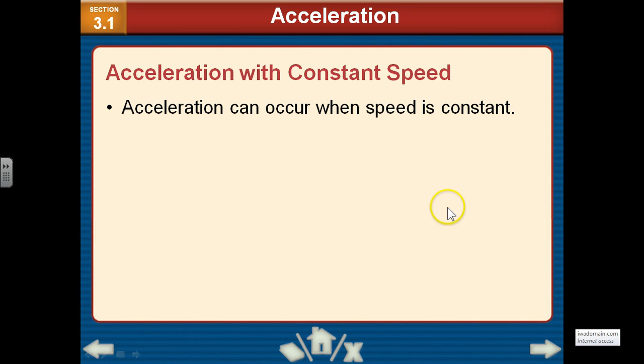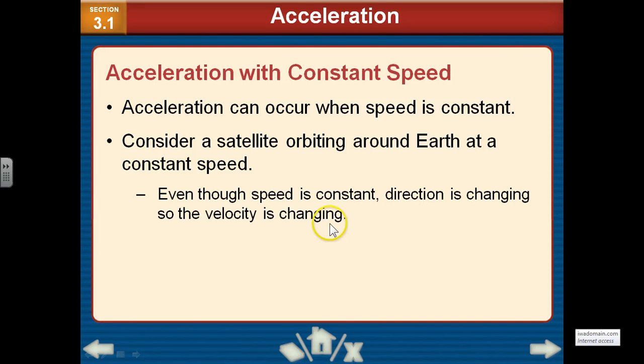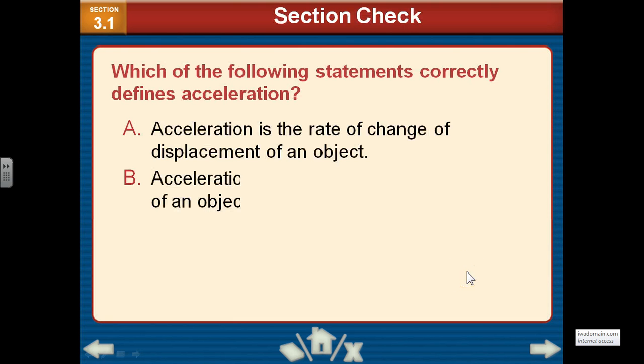Acceleration can occur when speed is constant. Consider a satellite orbiting the Earth at a constant speed. Remember, speed does not have a vector. So even though it's going forward at a constant speed, the direction is continuously changing. Otherwise, it would go off into space to infinity and beyond and keep on going straight. But it's orbiting around the Earth, so the direction is constantly changing. If the direction is changing, then the velocity has to be changing. If the velocity is changing, we have acceleration.